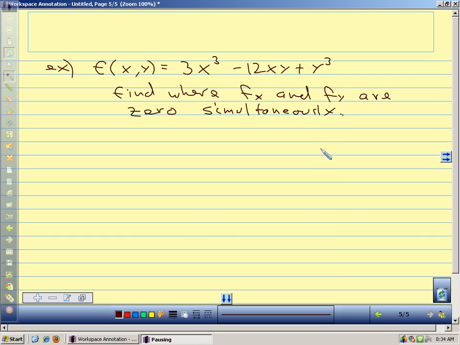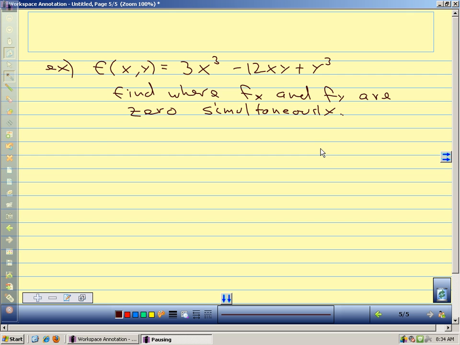So we want to find where our first partials are both 0 at the same time. What would you guess happens at a point like that? Is it flat? So if you had a surface, what would that be on your surface? Could be at the origin. So Scott says the max or the min. So this is going to be where we have a possible maximum or minimum in our surface.